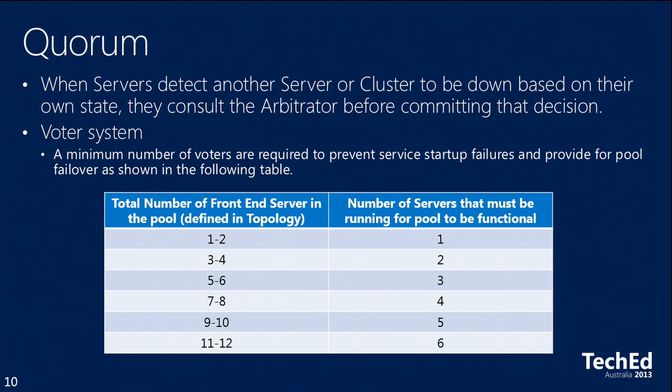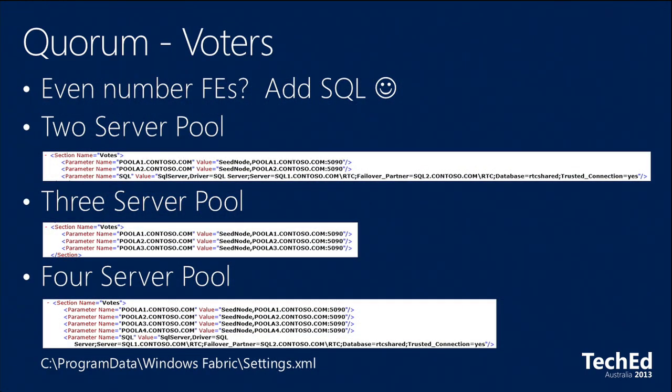Now we need 3 out of the 5 to be in communication in order for us to declare quorum and continue servicing clients. If we have an odd number of front-end servers in the pool, so if we have 5 or 7 front-end servers in the pool, for example, then we would need a quorum of 4 of those nodes in direct communication in order to maintain the quorum and continue providing that functionality.